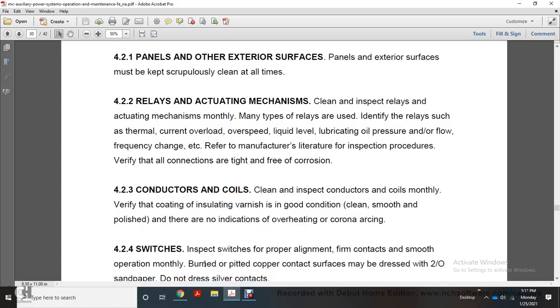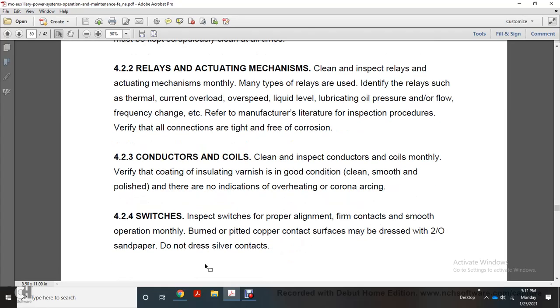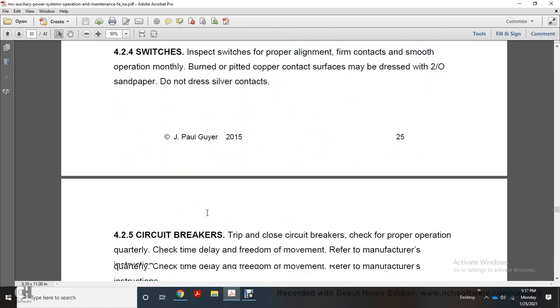Clean, smooth, and polished, and there is no indication of overheating or corona arcing. Switches: inspect switches for proper alignment, firmness of the contacts, and smooth operation. Burned or pitted copper contact surfaces may be dressed with 2-to-1 sandpaper. Do not dress silver contacts.